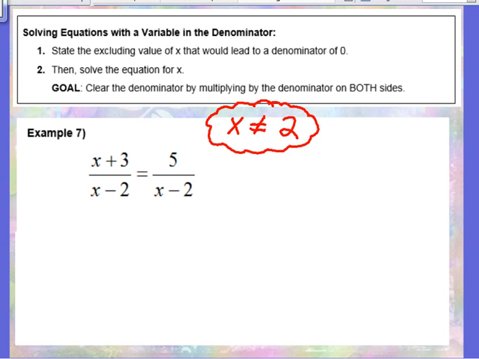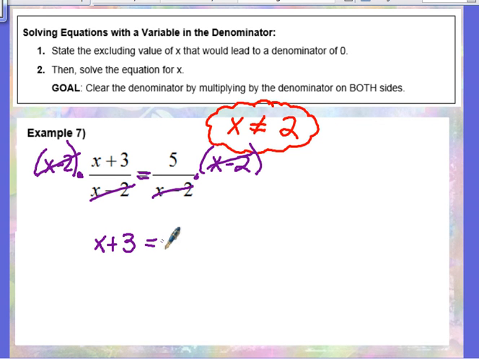Let's get to solving. I'm going to multiply, get rid of this denominator on the left side of my equal sign, and I do it in parentheses. Goes away, goes away. I must also do it on the right. However, notice this time that we are multiplying by x minus 2, but it also says divide by x minus 2 over here. The denominator is the same, so it also gets eliminated over here. All we're left with is x plus 3 equals 5, and we need to solve.